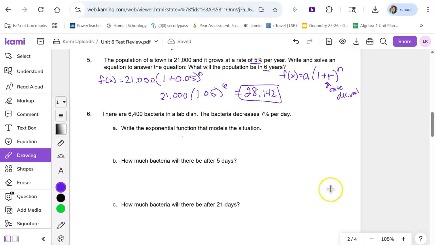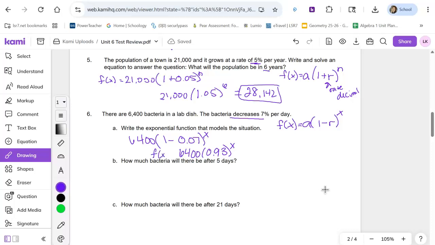Now, number 6, there are 6,400 bacteria in a lab dish. The bacteria decreases 7% each day. Write the exponential function that models the situation. So it's decay. Instead of 1 plus r, you'll have a times 1 minus r to the x power. So then I have 6,400 times 1 minus 0.07 to the x power, which if I reduce that would be 6,400 times 0.93 to the x power, and of course that's f of x equals.